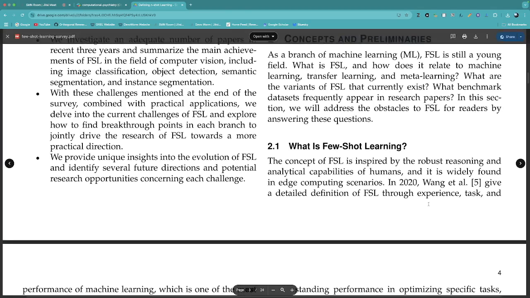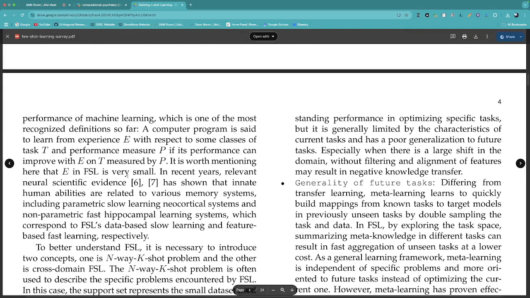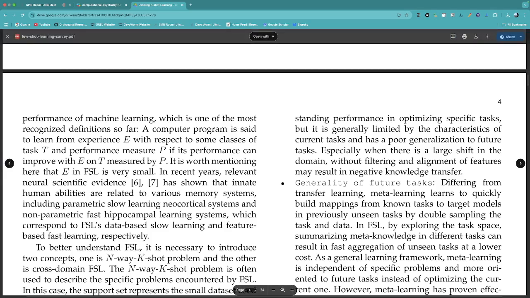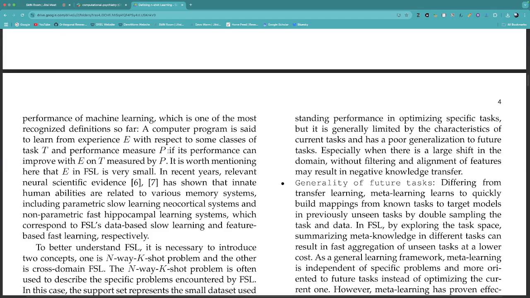In 2020, Wang et al., and that's reference 5 here, give a detailed definition of FSL through experience, task, and performance of machine learning, which is one of the most recognized definitions so far. So that definition is, a computer program is said to learn from experience E with respect to some classes of task T and performance measure P, if its performance can improve with E on T measured by P. So it's improved by experience on some task measured by the performance measure.